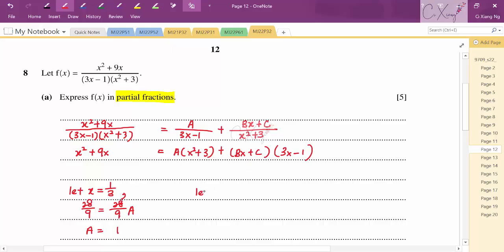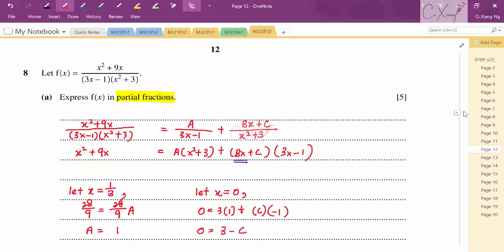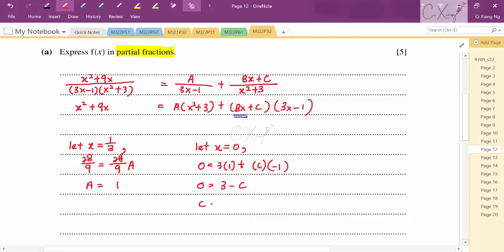Okay, so after I get the value for A, the second value that I want to take is x equals 0 because I can make this part become 0. All right, so I will let x equal 0 now. Okay, if I let x equal 0, the left hand side will be equal to 0. So 0 plus 3 is 3, right? So 3 times 1. 0 times B is 0. I have a C here. 0 minus 1, I get negative 1. So from here, I'm having 0 equals 3 minus C, and I can get the value of C. So C is actually equal to 3.